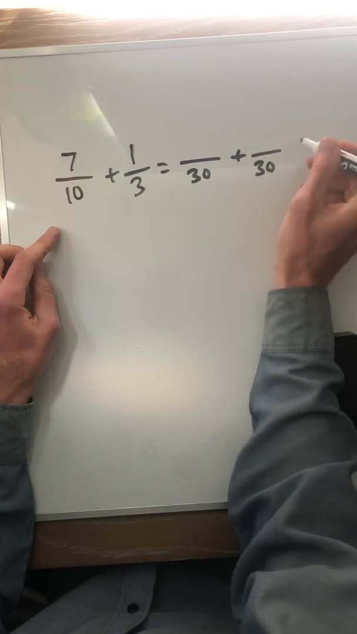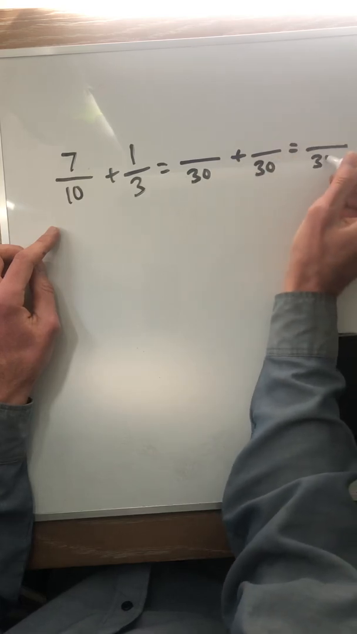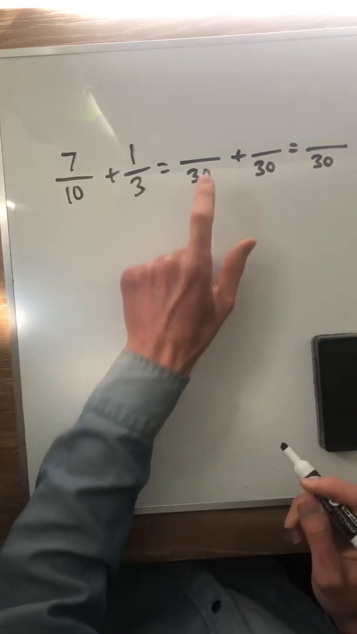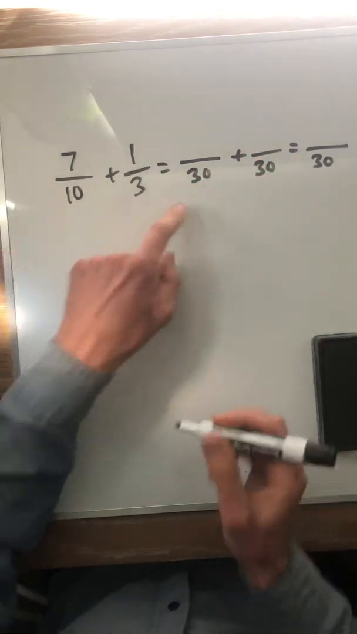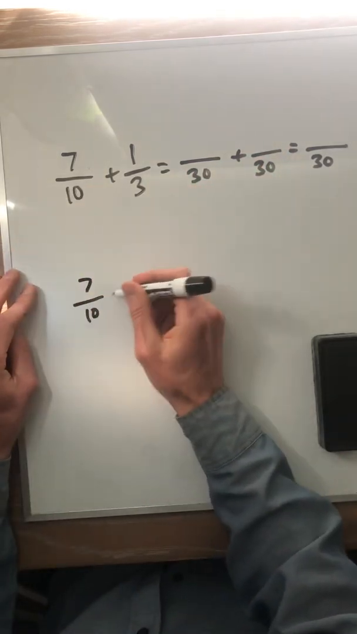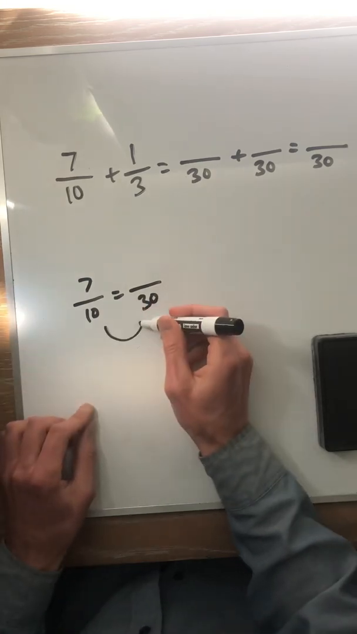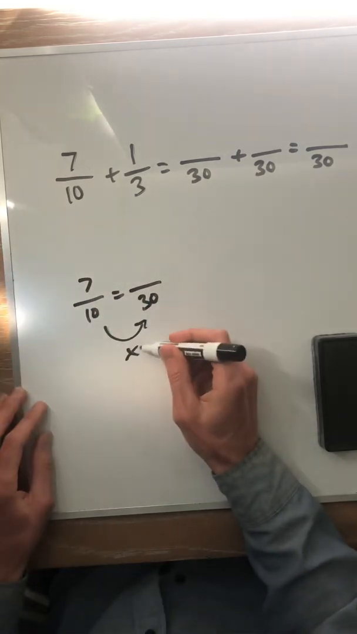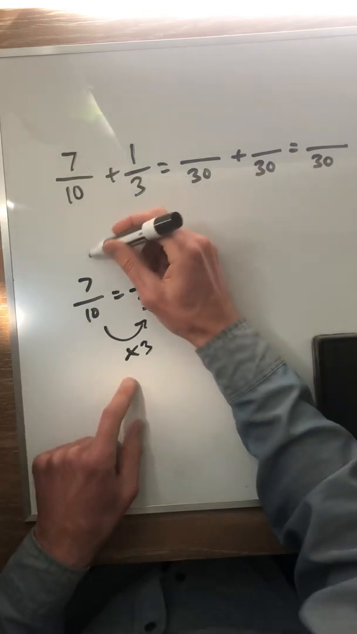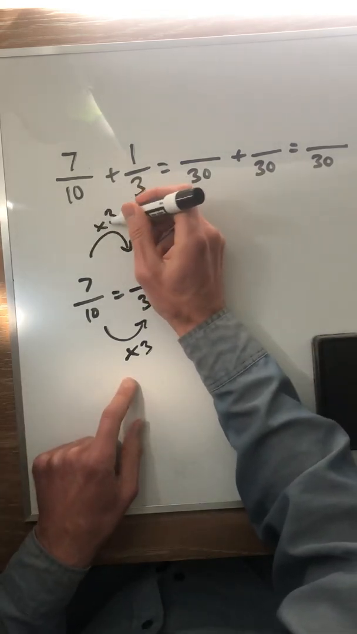But I need to find out, what do I put up here? So 7/10 is how many 30ths? Well, 10 times what equals 30? Remember I multiplied by 3, so times 3. Whatever you do to the bottom, you do to the top. That's when you're finding equivalent fractions.